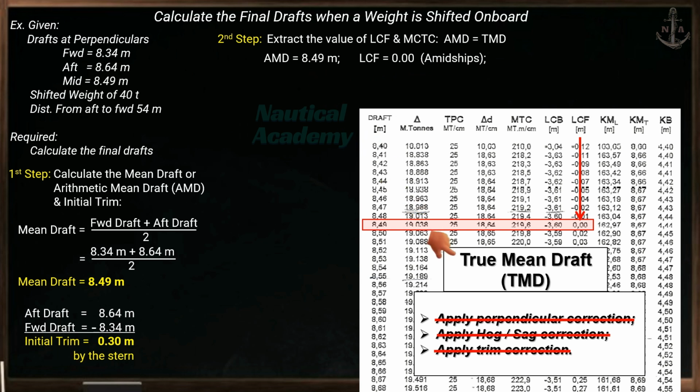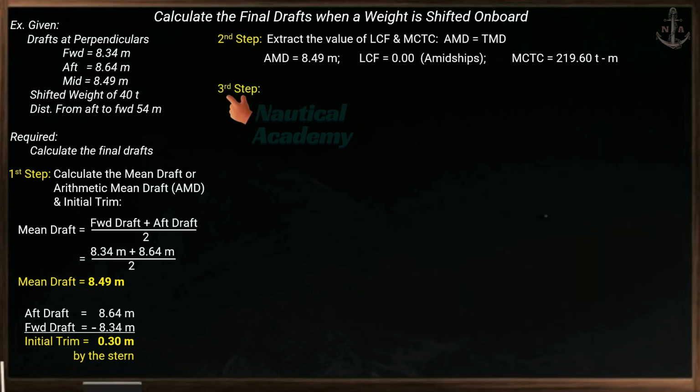If you are not familiar with how to determine the true mean draft, I made a separate video about this, kindly check the link in the description below. So the moment to change trim by 1 cm in this scenario is 219.60 ton-meters. Let's proceed to our third step.